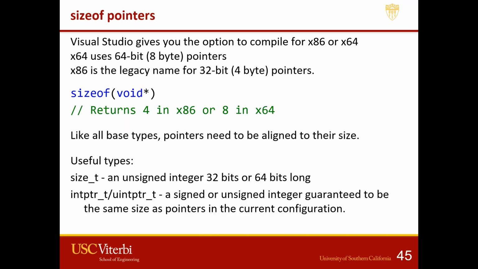I mentioned before that we are using 64-bit pointers or 8-byte pointers. So if you say sizeof void star, you should get 8 as long as you're configured for x64. I don't think I've provided libraries for x86, so it wouldn't compile, but you could set your compiler to x86, which means 32-bit pointers. Like x64 for 64-bit pointers, that makes sense.